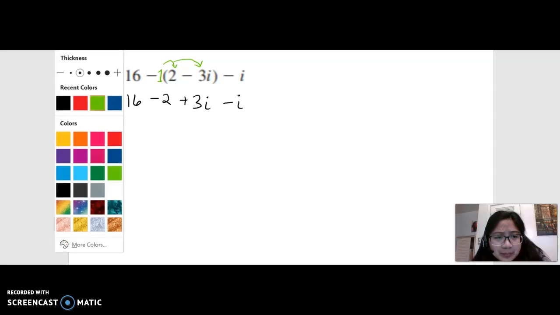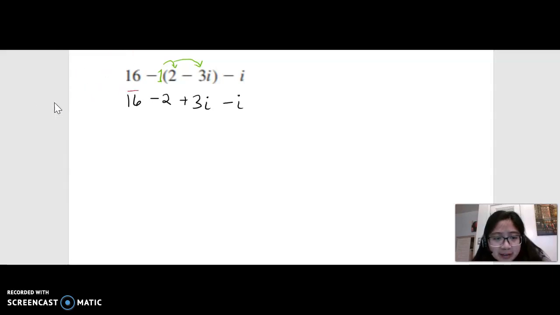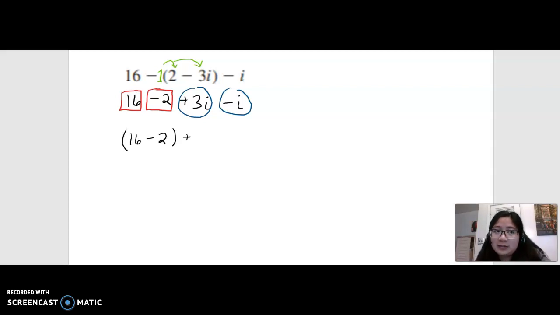So we'll box our real parts, circle our imaginary, and then just to help us calculate it, we can just put it in parentheses. So we're doing 16 minus 2. There's going to be that addition in the middle because of the standard form of complex numbers. And then we're just taking out the i, and we're using the coefficients, 3 minus 1.